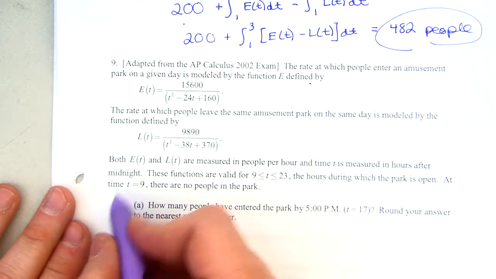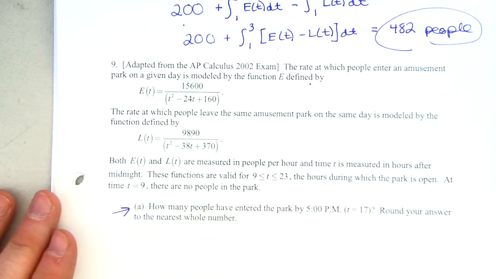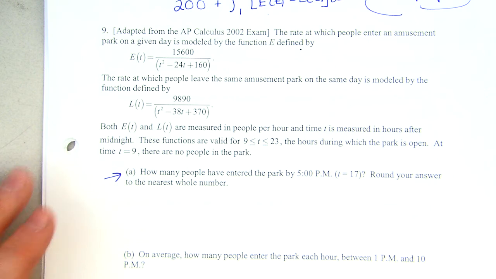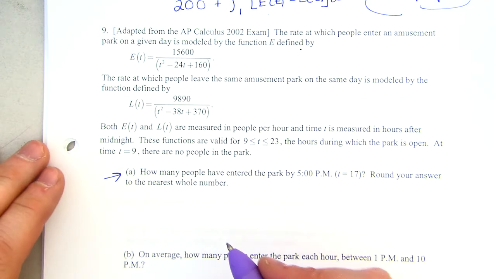So again, once you've stored them in, please try to do part A. How many people have entered the park by 5 p.m.? Do you care about E of t? Do you care about L of t? I'm not asking you how many people are in the park. How many people have gone through the ticket booth by 5 p.m.? We don't care about people who have left. So what are you going to do?